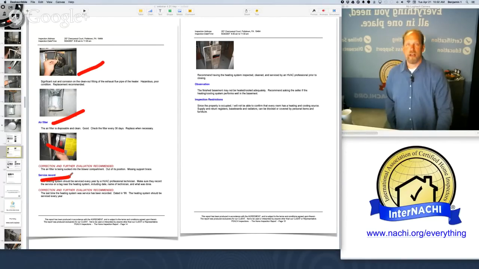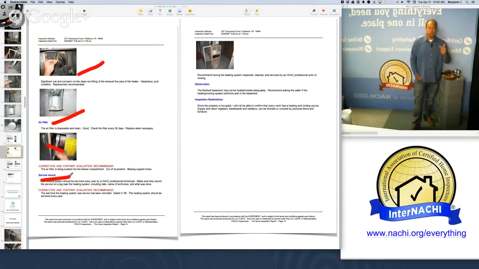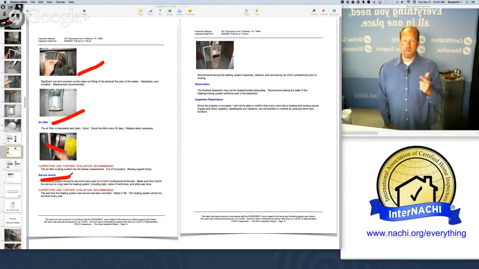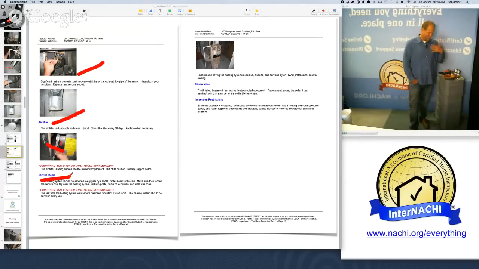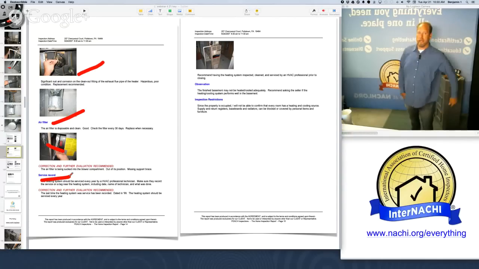Service record, I always pay attention to the service record. An HVAC system like this should be serviced every year, and we should see a tag. And if it's not tagged with a recent date within the year, I make that recommendation. That's very easy for me. It's a date. If it's not within a year, I recommend someone come in.